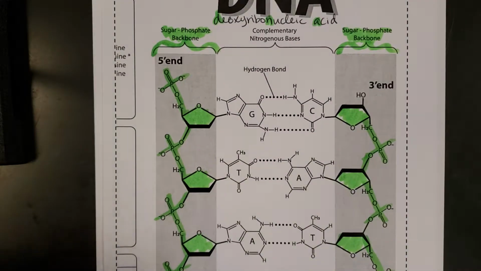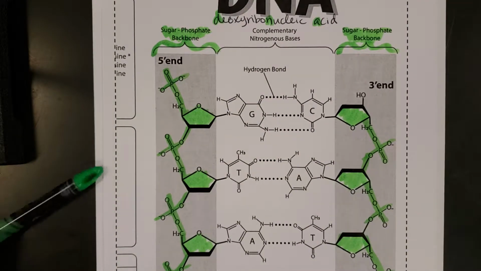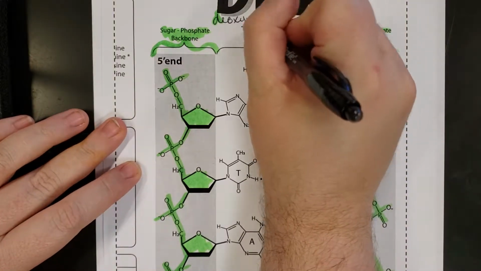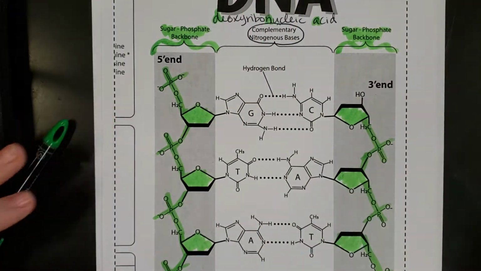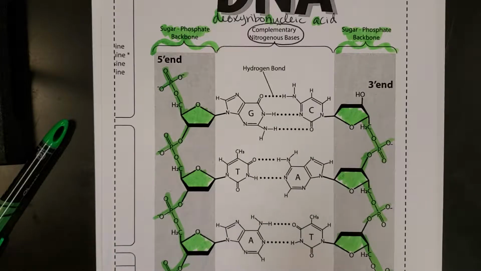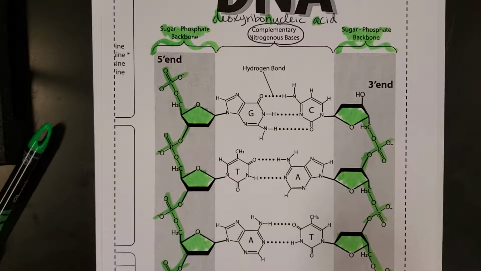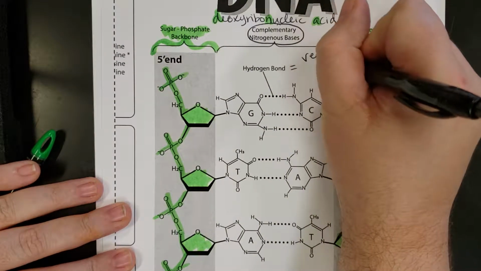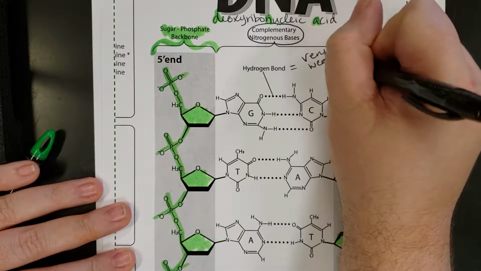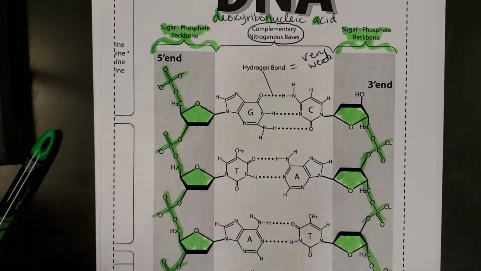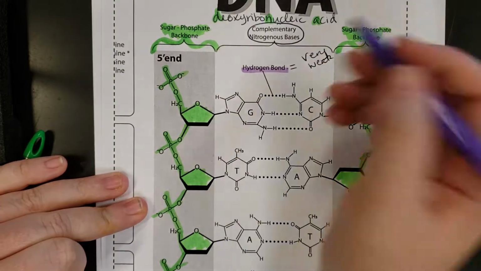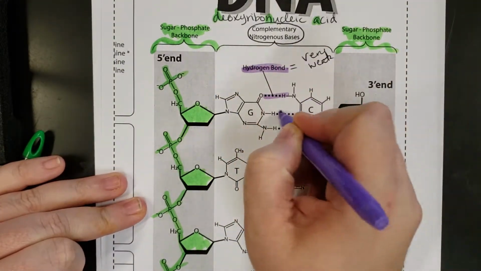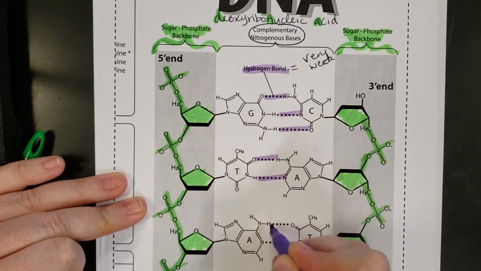Okay, then in the middle, we have our complementary nitrogenous bases, which we learned about. A goes with T and G goes with C. And right here we have our hydrogen bonds. These are our very weak bonds. They're easily torn. We're going to do those in purple.